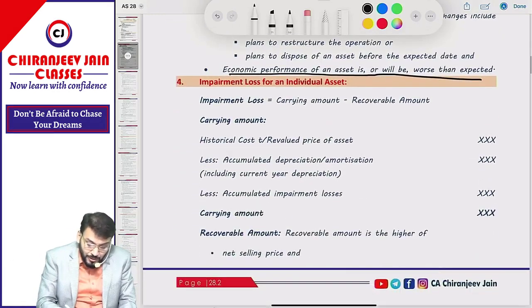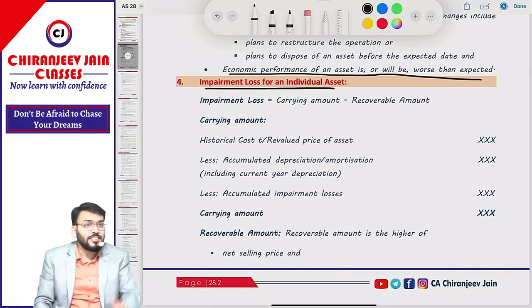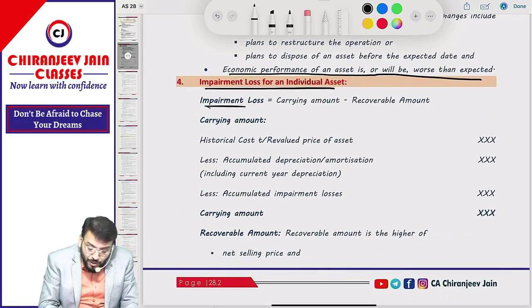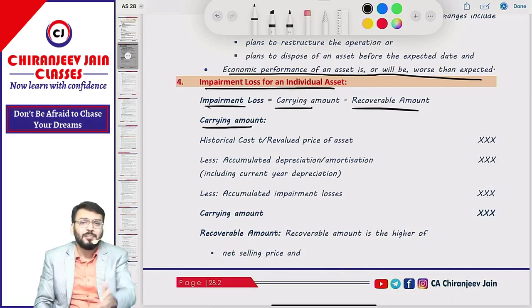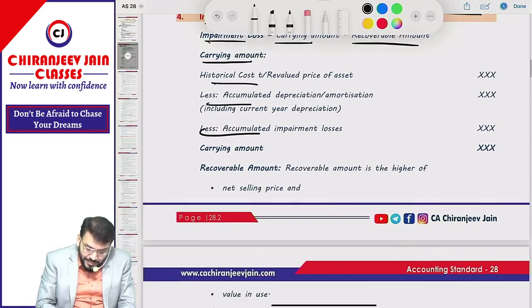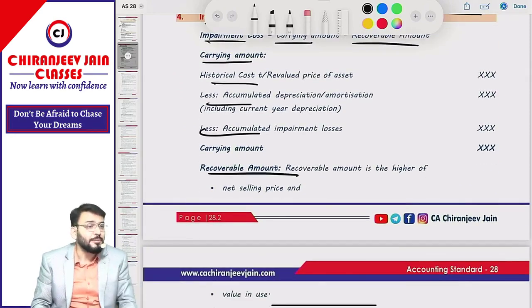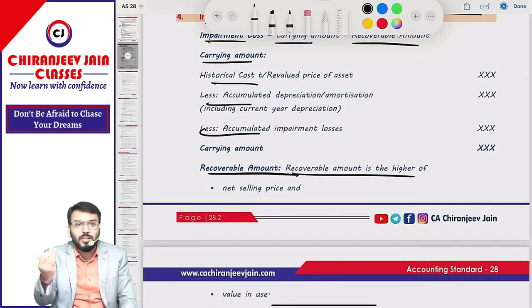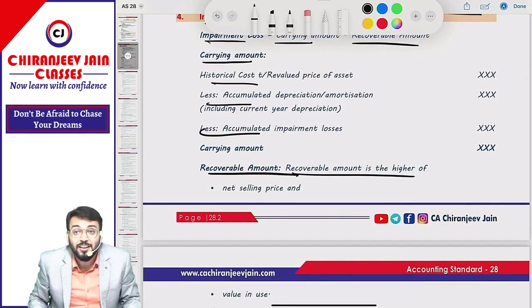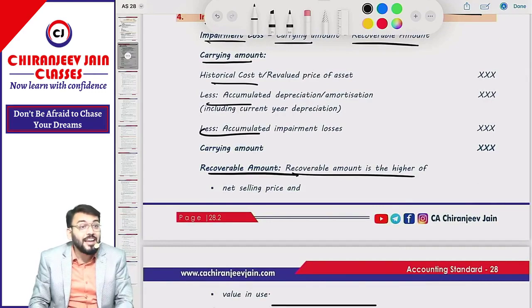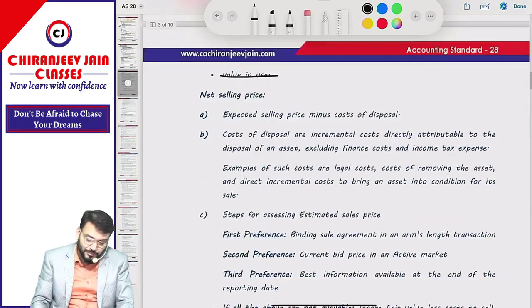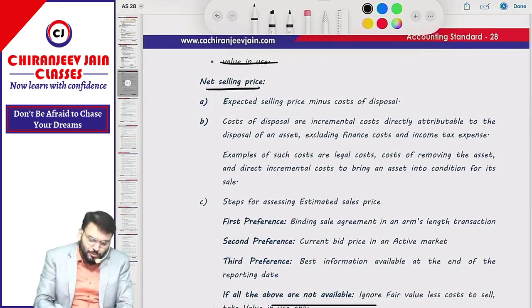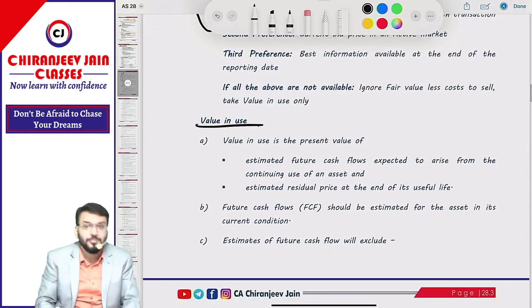Understood? Note it down. Now coming to impairment loss per individual asset. What is the formula for impairment loss? Carrying amount minus recoverable amount. I already said you know how to calculate carrying amount as per the respective AS, so you can find out the carrying amount. This is the formula, you can read it. Then recoverable amount, I already said what it means. Recoverable amount is the higher of what? Recoverable amount is the higher of net selling price and value in use, whichever is higher. This also we have understood. Let us come to the next point. Net selling price will always be given in the question. Now come to value in use.